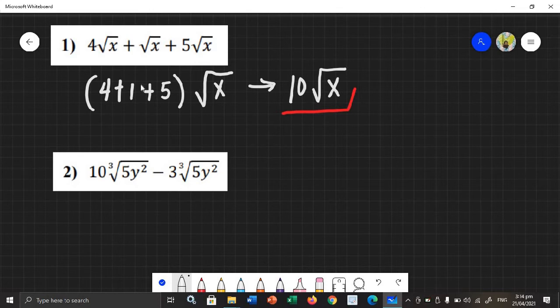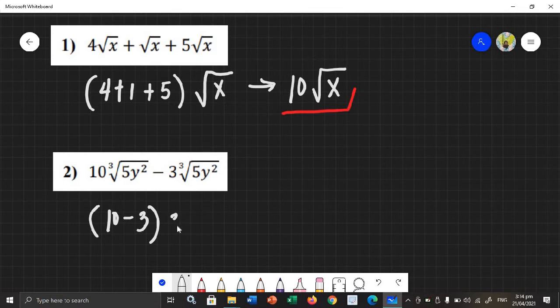Invisible 1, always. And then the second example, we have 10 cube root of 5y squared minus 3 cube root of 5y squared. Again, observe muna natin yung radicals if they are similar radicals. So here, they have the same indices, both 3. They also have the same radicands, which is 5y squared. Therefore, we can find the difference. Subtract natin yung numerical coefficients nila. So, the first one is 10. So, minus natin si 3 sa kanya.